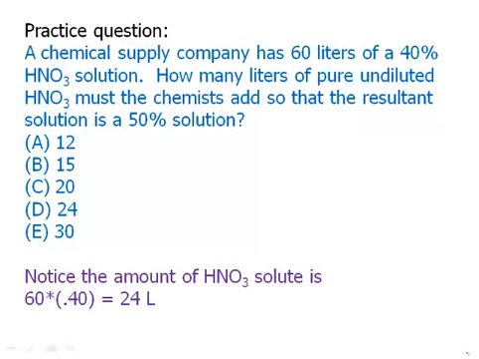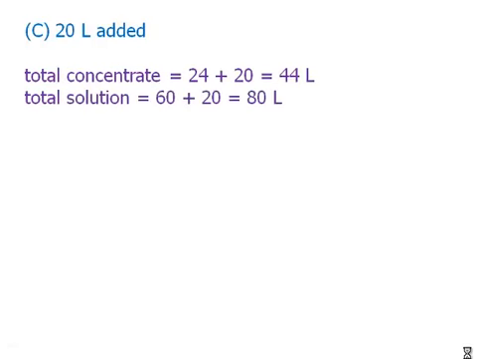Before we even pick it, notice that the amount of solute in the beginning solution, 40% of 60, is 24 liters. There are 24 liters of the acid in the initial solution. So now let's pick C. We add 20 more liters of acid. And so that means that we have a total of 44 liters. That is the amount of acid in the solution. And of course, the volume of the solution is going to be 80 liters.